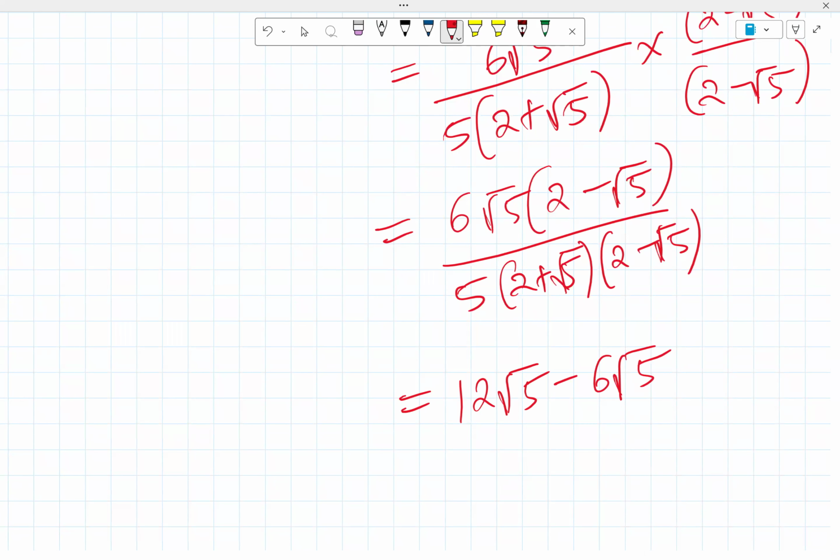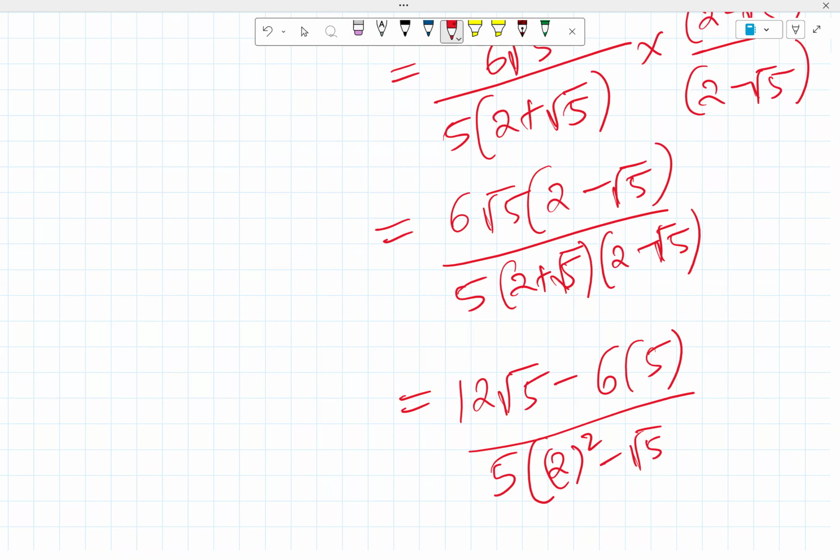All right. So yeah, I think that's looking like a good thing. 6 root 5 times 2, that's 12 root 5. 6 root 5 times root 5, that's 6 times 5. That's 6 times 5 all over here. Now we have 5 into 2 squared minus root 5 squared. That's doing this together. That's 2 squared minus 5.